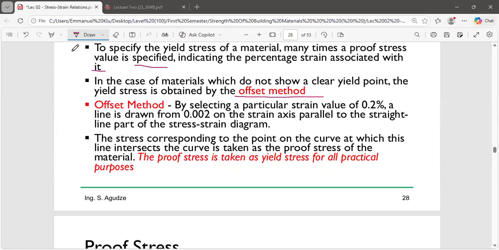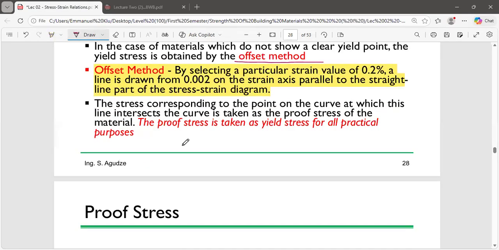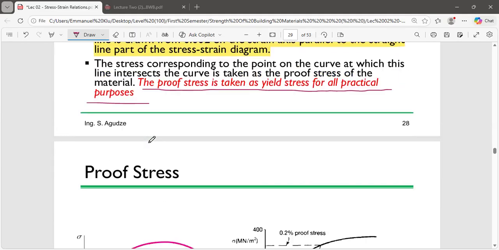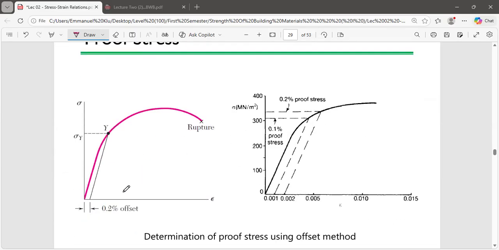I want to highlight something for any questions that may follow up. Let me just highlight this so that when I come back to it, once you read, life becomes much easier. The stress corresponding to the point on the curve at which this line intersects the curve is taken as the proof stress of the material. The proof stress is taken as yield stress for all practical purposes. We said that the proof stress is taken as yield stress for all practical purposes. Good. So look at the offset. That is a 0.2% offset.